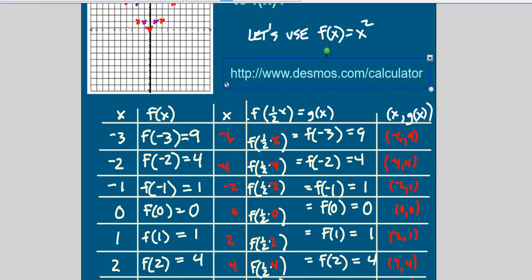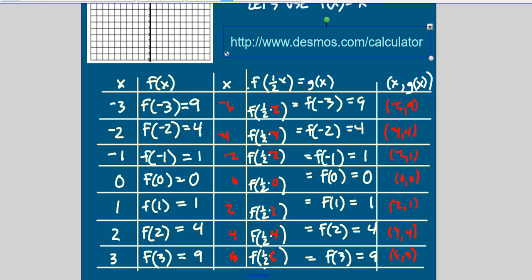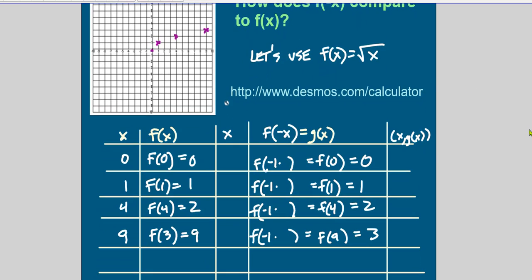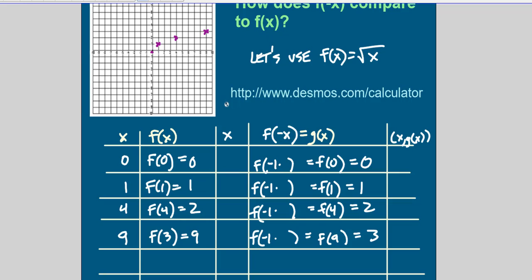Alright, so let's continue. How does f of negative x compare to f of x? And now we're going to use the square root function. So let's complete the table. We got the table here. Square root of 0 is 0, square root of 1 is 1, square root of 4 is 2, square root of 9 is 3. But I want f of negative x.